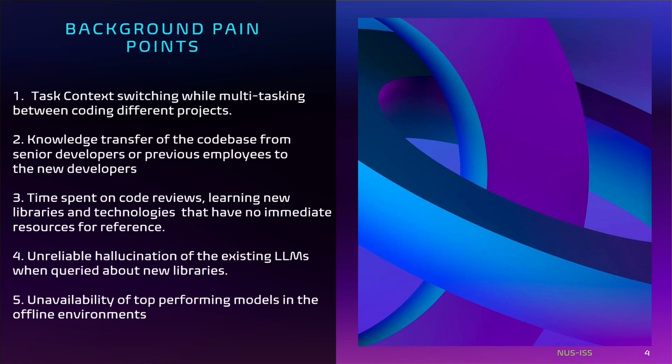And the fifth pain point that we've observed is the unavailability of top performing state-of-the-art models in the offline environment because they cannot be hosted locally. Most of the top performing models are trillion-parameter models, and we do not have the means to locally deploy them because it requires a huge server to run them. And that is why there is a gap, and we're trying to address that pain point specifically.